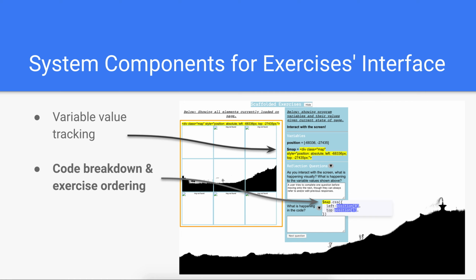The second system effort is the code breakdown and exercise ordering, and that's what I focused on this quarter. I described the logic for how to break down code based on code properties in another video in the Scaffolded Exercises YouTube playlist, and I show what that looks like in the system demo from this quarter, but this is what I focus on. So I'm going to talk a little bit about high level things that were added in order to implement this and what the outcome looks like.